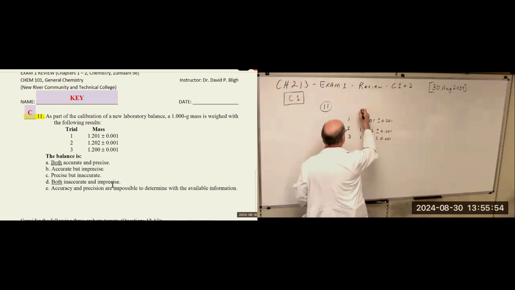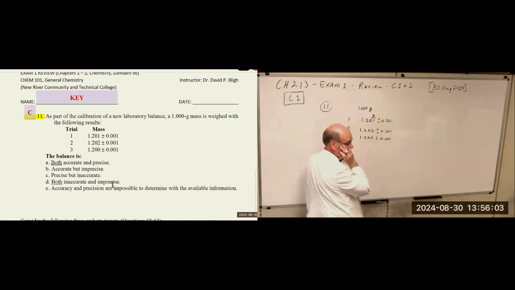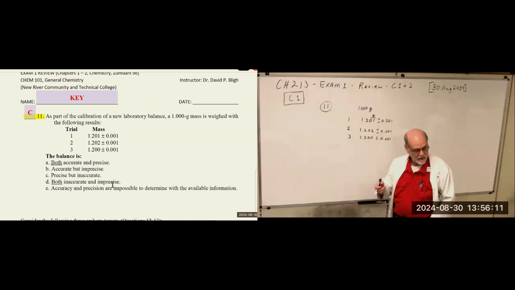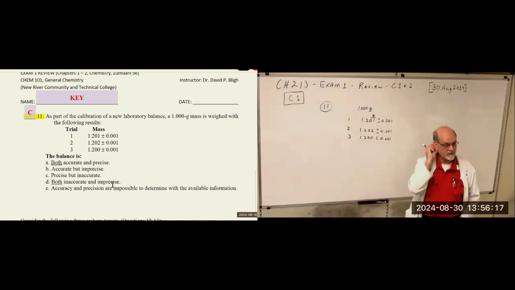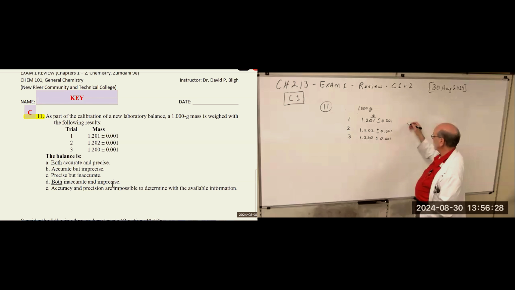So we know the true value is 1.00 grams. These are all grams. Okay, what can we say about this in terms of accuracy and precision? Right, it's inaccurate, but it's precise. These numbers are very close together. They're grouped close. But it's way far away from them. So it's not accurate, but precise.